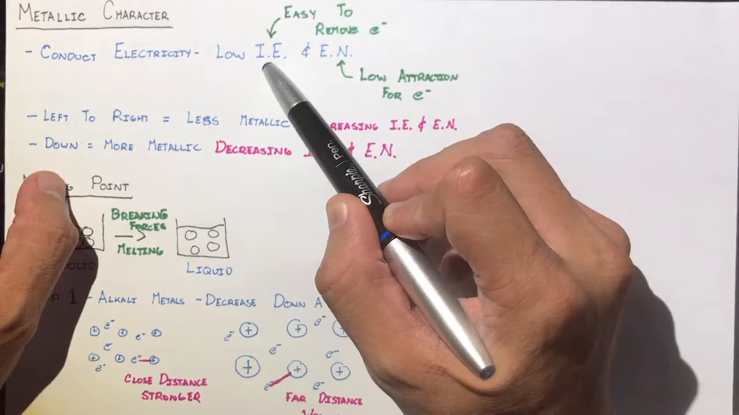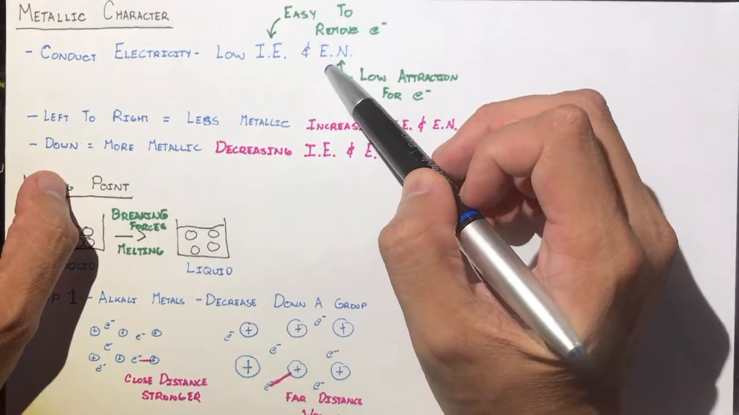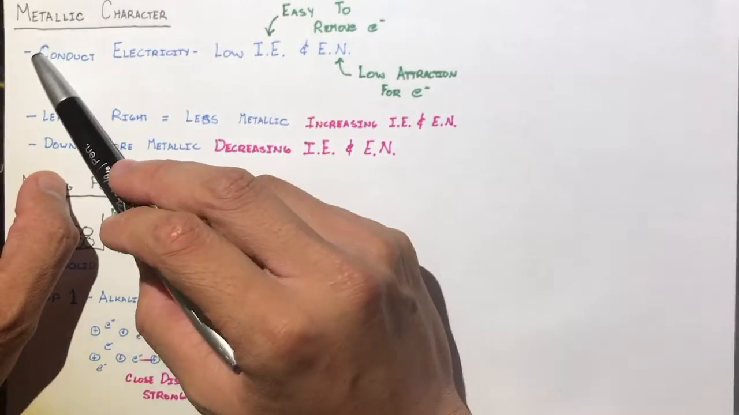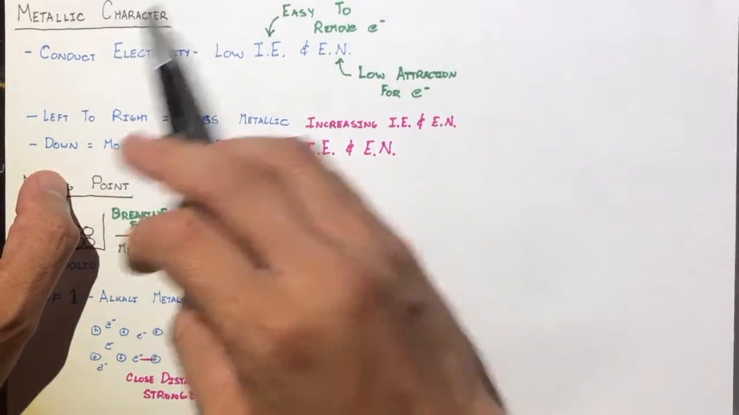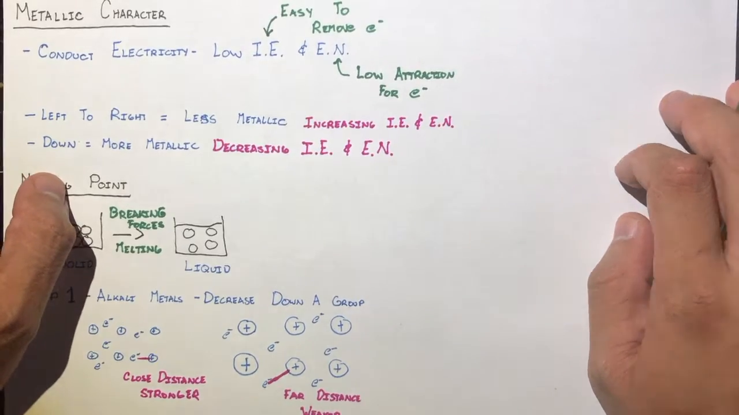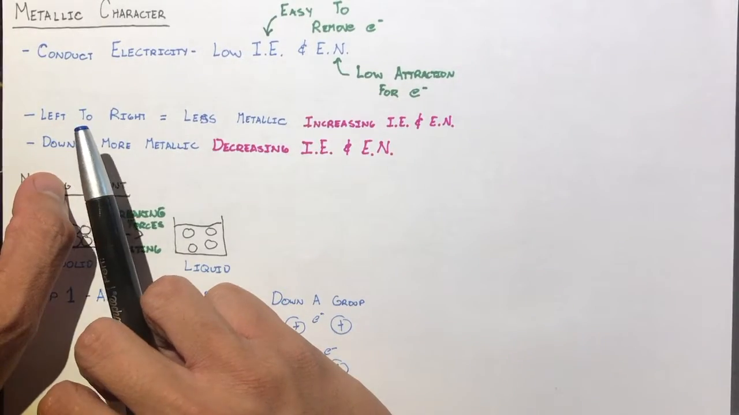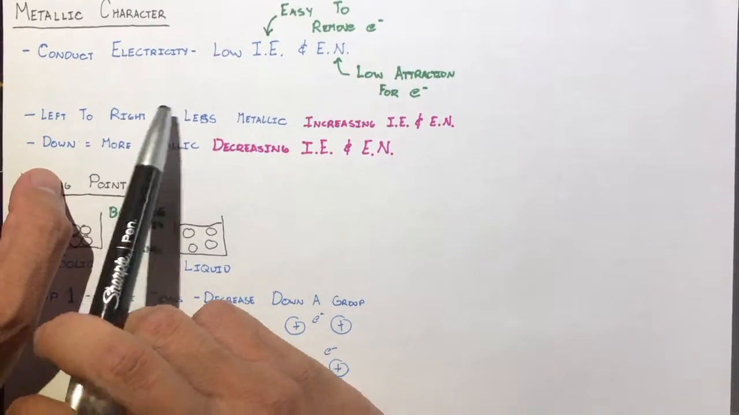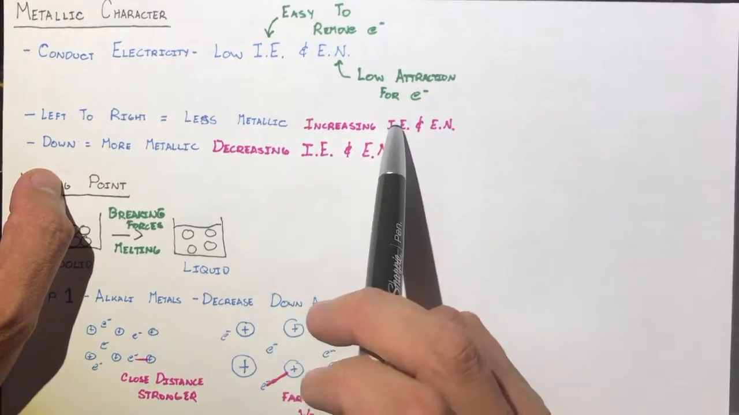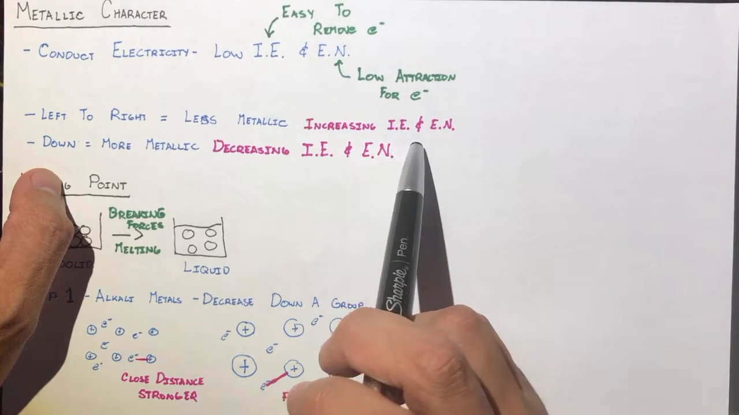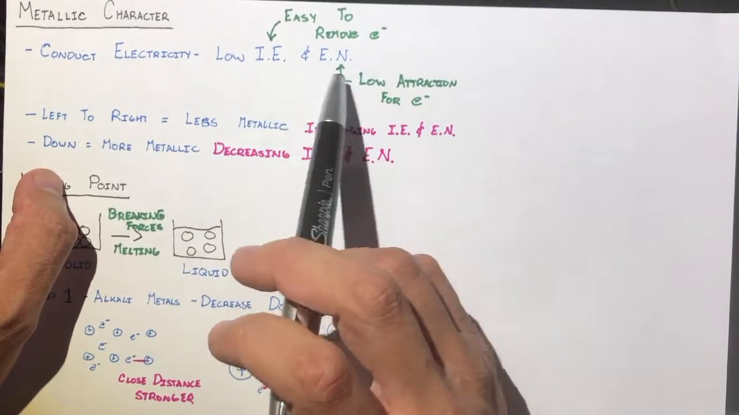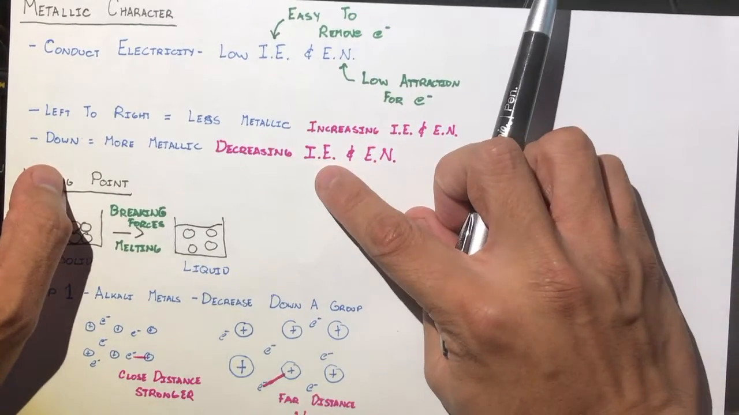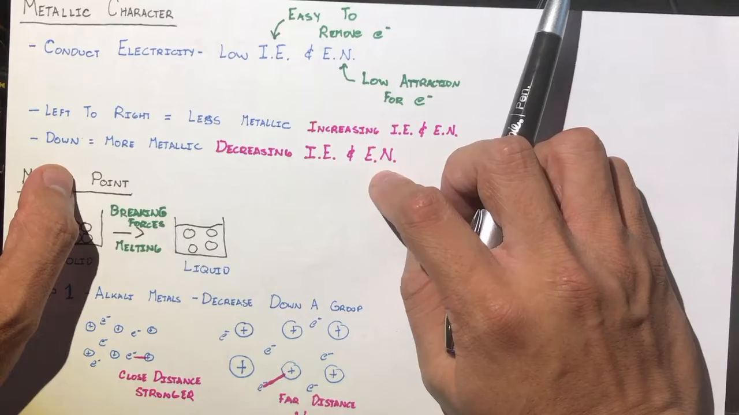So we need to have low ionization energy, and we need to have low electronegativity. We need a low attraction for electrons because we are conducting electricity in metals. This means our trend going from left to right is going to be less metallic, because going from left to right we are increasing in ionization energy and electronegativity. We want those to be low. Furthermore, going down, we are going to get more metallic because we are decreasing ionization energy and decreasing electronegativity.